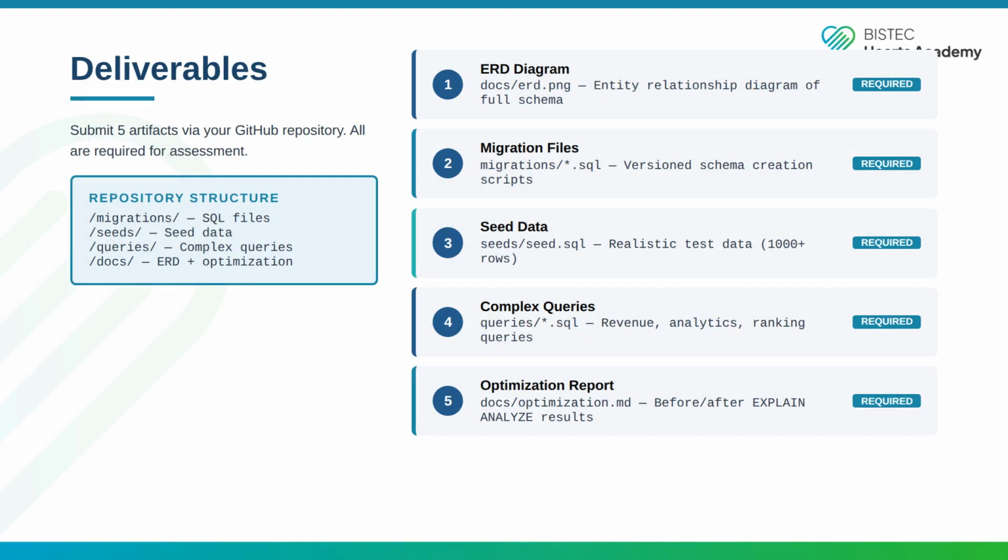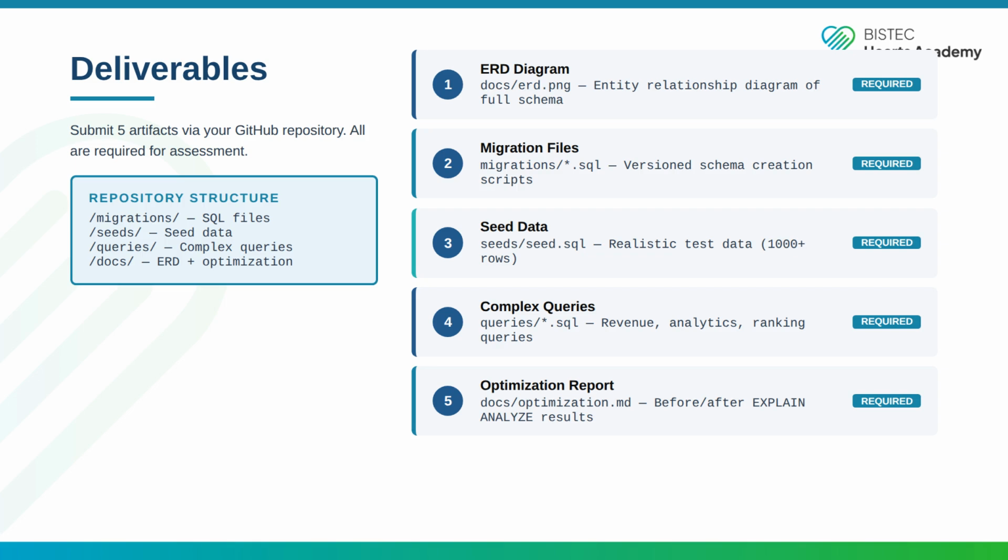Five deliverables, all required. Submit them via your GitHub repository. First, your ERD diagram, a visual representation of your schema showing all tables and their relationships. You can use any tool you like: dbdiagram.io, draw.io, or even a pen and paper photograph. Save it as docs/erd.